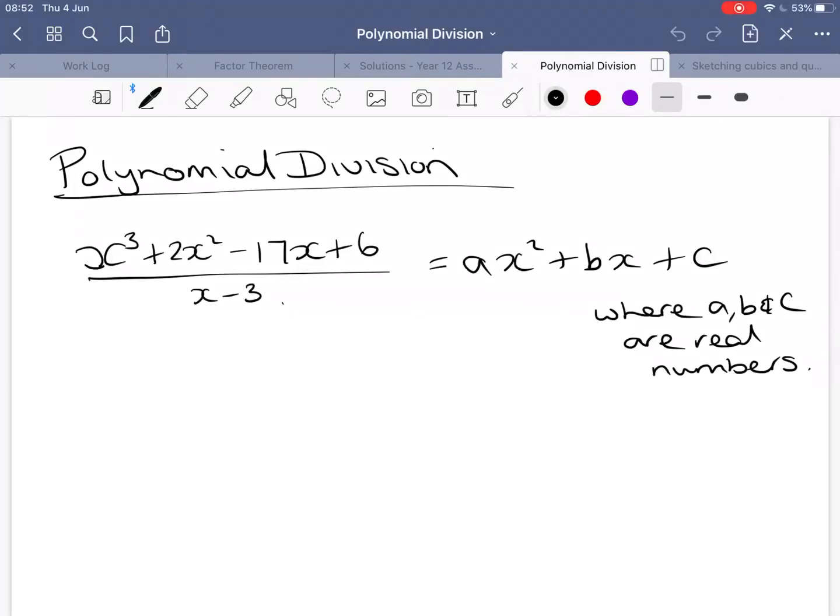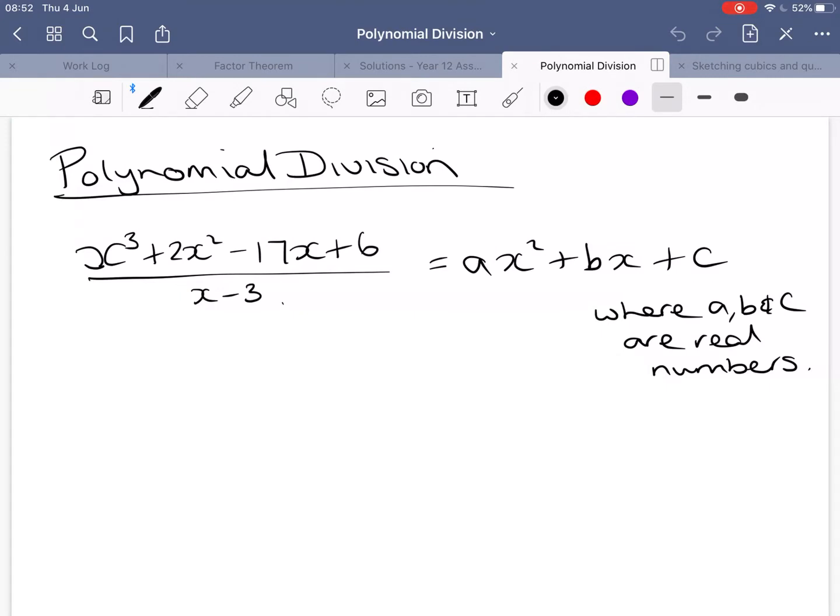Okay, so today we're going to look at a thing called polynomial division. So it's doing algebraic division where we're dividing one polynomial by, in this case today we're just going to do linear expressions like x minus 3 or x plus 1 or 2x minus 1. Okay, so it might be presented like this.